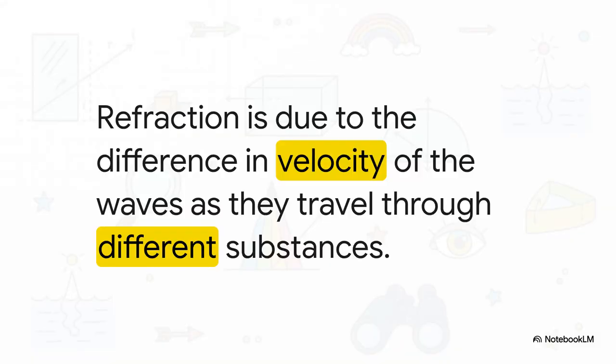But why does it bend? Well, it all comes down to speed. See, light travels at a different speed in glass or water than it does in air. Imagine you're running on a nice smooth pavement, and you suddenly run into some really thick mud at an angle. What happens? You'd slow right down and kind of swerve, right? That is exactly what light is doing when it refracts.